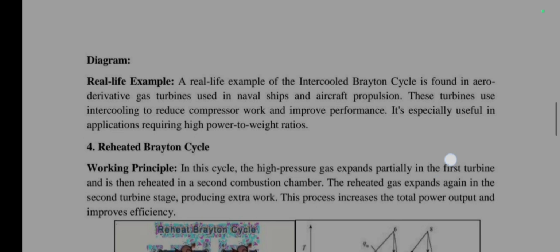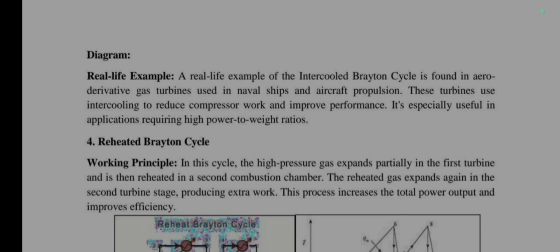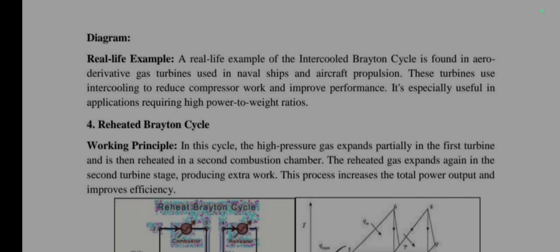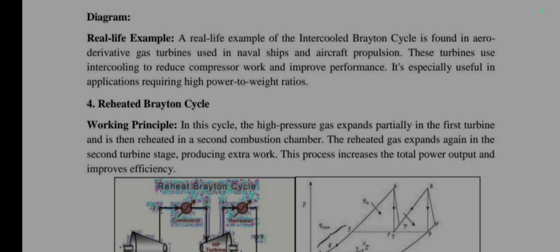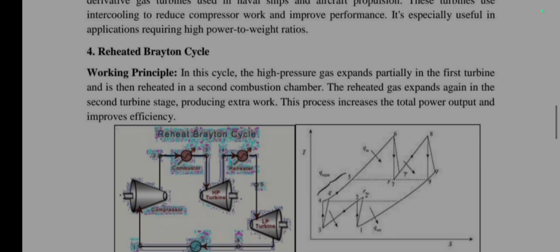A real life example of the intercooled Brayton cycle is found in derivative gas turbines used in naval ships and aircraft propulsion. These turbines use intercooling to reduce compressor work and improve performance. It's especially useful in applications requiring high power to weight ratio.